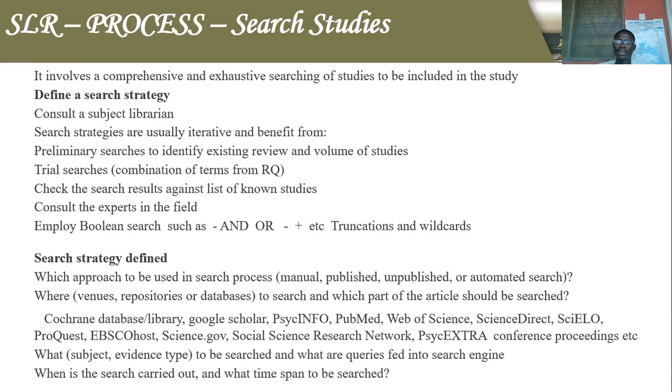Where do you want to find this database or this literature you are talking about? Maybe some are interested in libraries. They want to go to hybrid libraries or maybe traditional libraries to find their literature. Some are also interested in the online databases and broadcasts. So for those interested in online databases, we look at some databases like the Cochrane Database or Library, Google Scholar, PsycINFO, PubMed, Web of Science, ScienceDirect, then other conference proceedings, etc. So these are all repositories or databases where you can find the literature that you need for your subject of review.